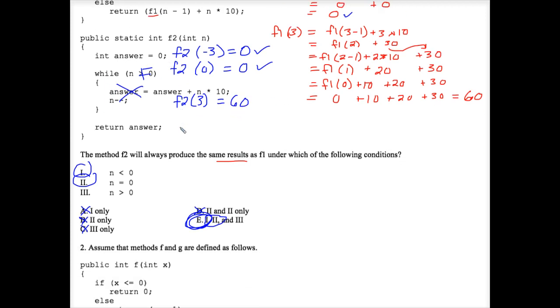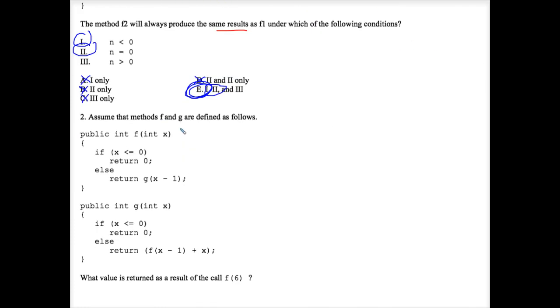Question number 2 on this worksheet. We have mutual recursion going on here. Again, we have two methods, f and g. F calls g somewhere within it. G calls f. It's called mutual recursion. Well, let's figure out what the f of 6 is. And we need to figure out what the value of that is.